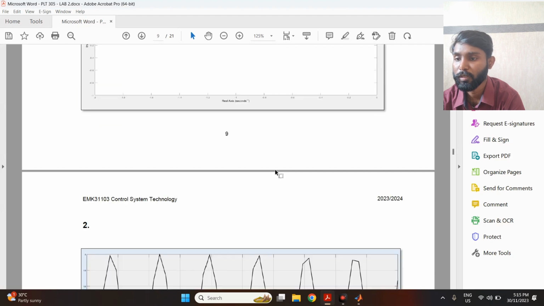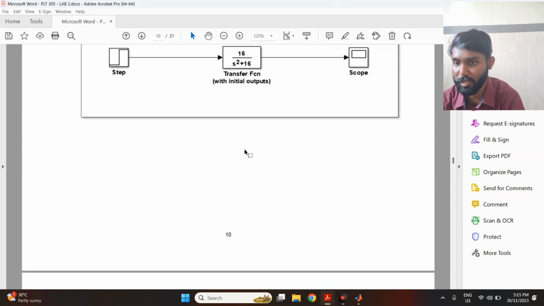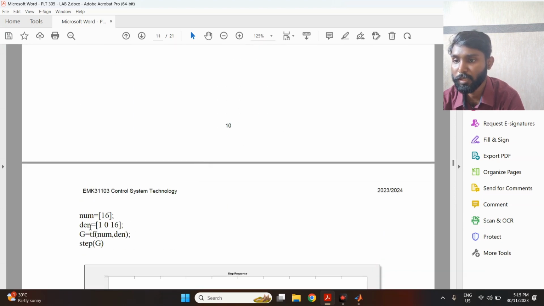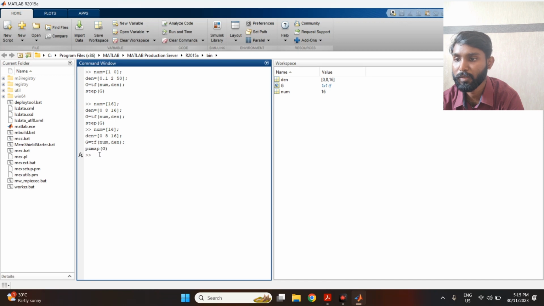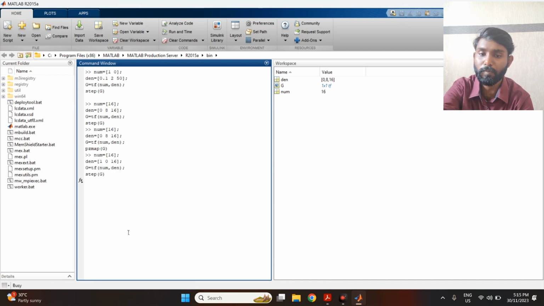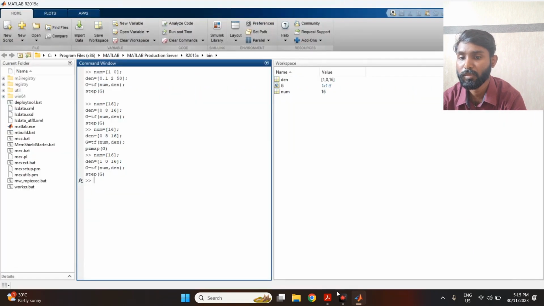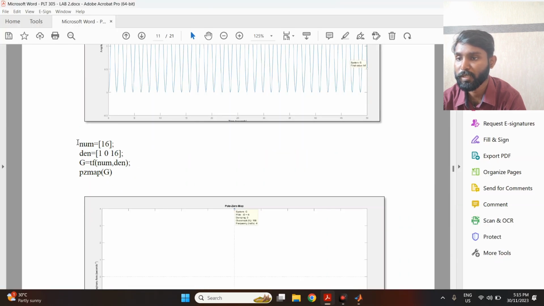For number 2, this is the step, this is the transfer function with initial output, this is the scope, 16 is the numerator, and the denominator is S square plus 16. We have to convert this into a command. So this is numerator 16, denominator 1, 0 and 16. This is the step G, and I'm going to demonstrate it here. To be more clear, this is the response. And for the pole zero map, this is the one.